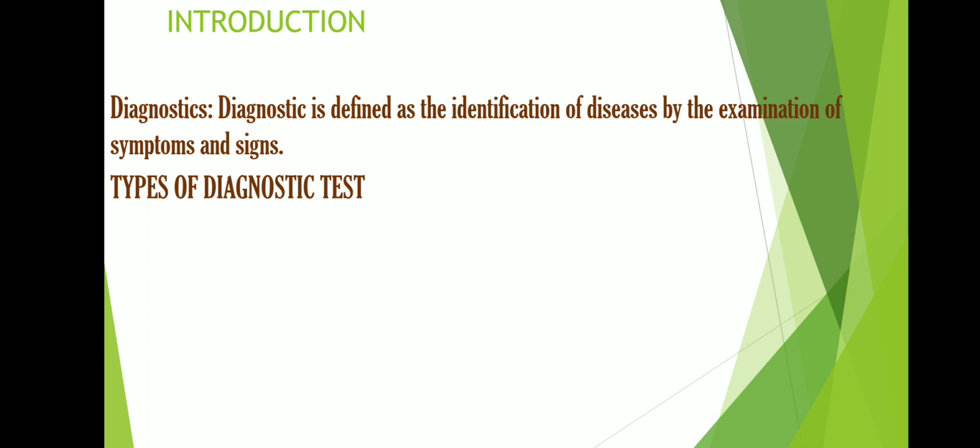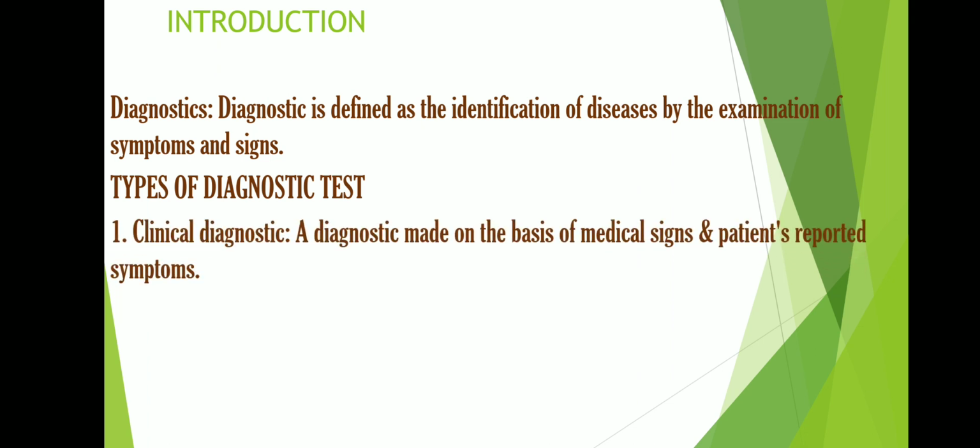So the various types of diagnostic are, first of all, the clinical diagnostic system, which is a basic type of diagnostic test for diseases, where the doctor or physician observes various signs and symptoms in a patient's body and tries to identify the disease.